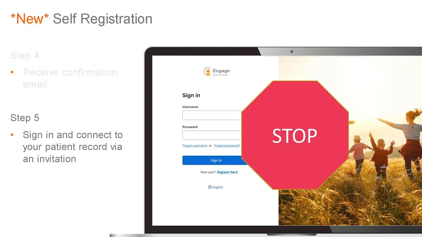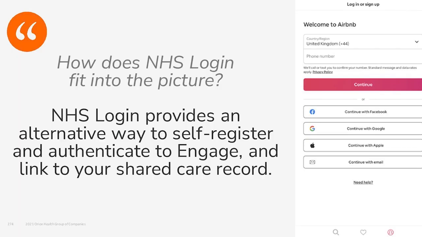Then at that point they'll be invited to actually use those new credentials to sign in. But wait, those of you who are in England will be saying, hang on, what about NHS Logon? How does that fit into the picture?